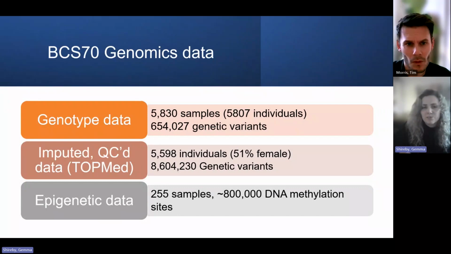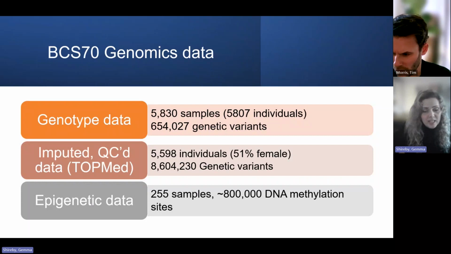One of the focuses we had was trying to get all of the genetic data QC'd using the same pipeline and also imputed using the same reference panel. This is to create harmony across the data set and make them easier to use together and more comparable. After quality control, we had around 5,600 individuals and around 8.6 million genetic variants.